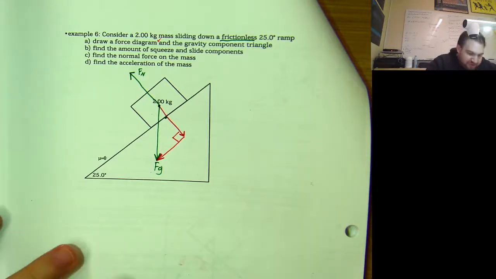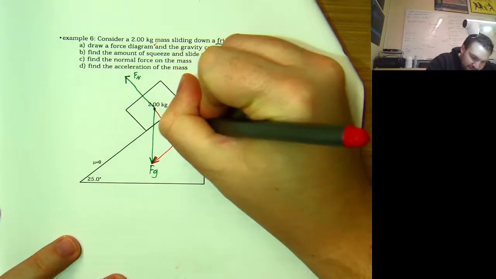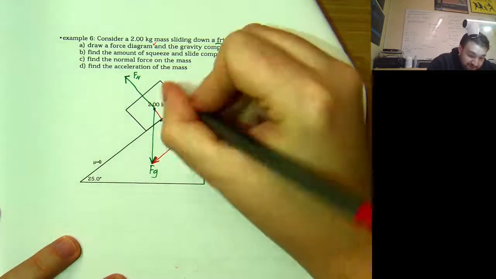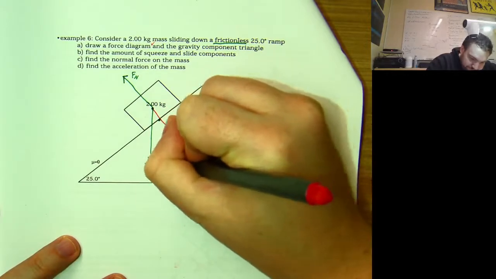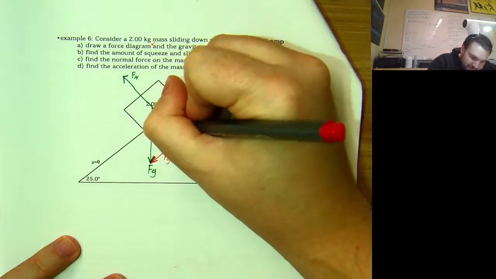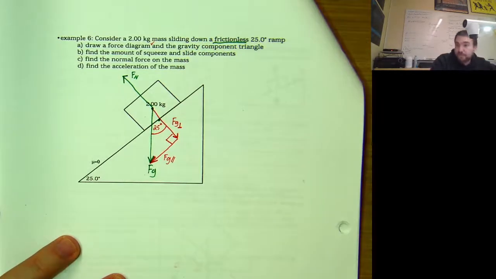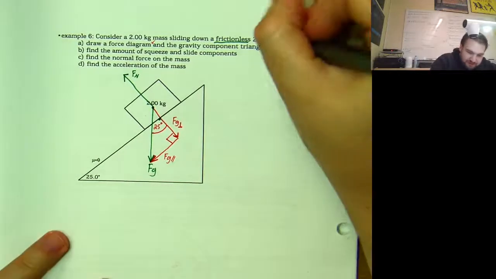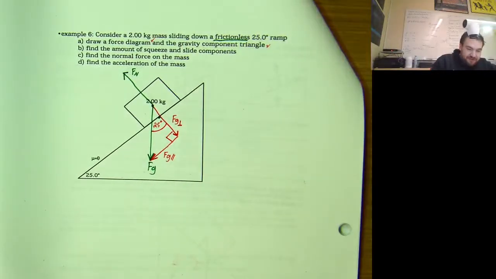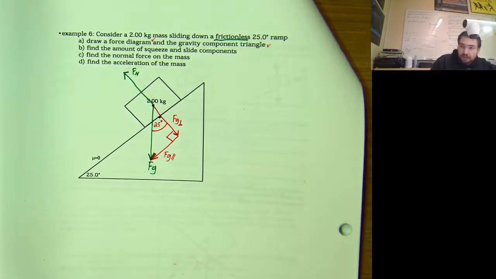Okay? So this guy here, the book labels them squeeze and slide components. I'm going to continue to label them Fg perpendicular and Fg parallel. This angle in here is 25 degrees. So there's the component triangle. Now we're going to start putting some values in there.